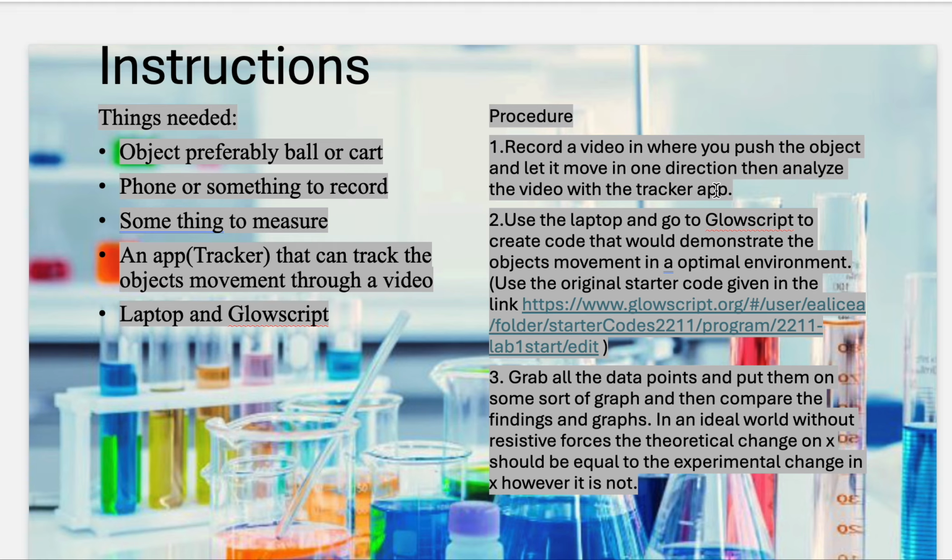Second, use the laptop and go to GlowScript to create the code that would demonstrate the object's movement in an optimal environment, like without friction. This is the starter code we were given, which is right there. Third, grab all the data points and put them on some sort of graph, and then compare the findings between the experimental and the theoretical.